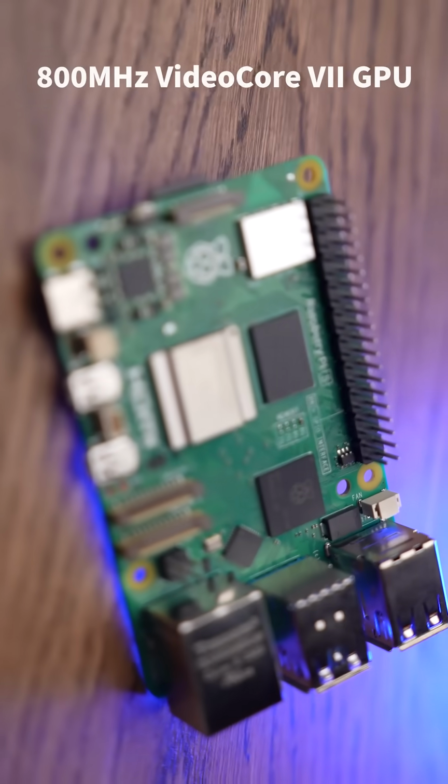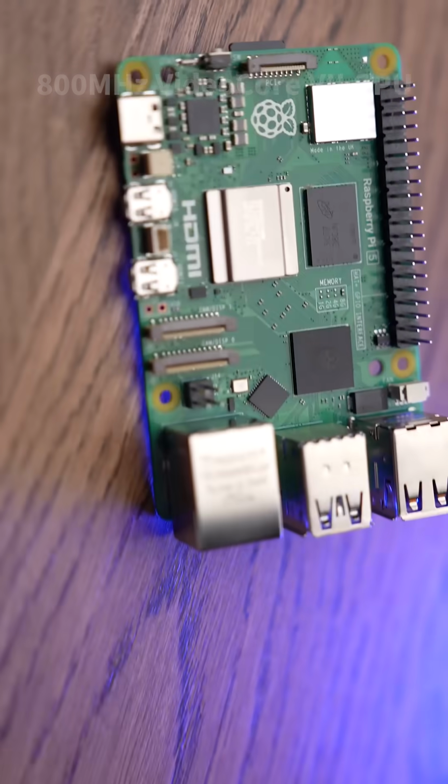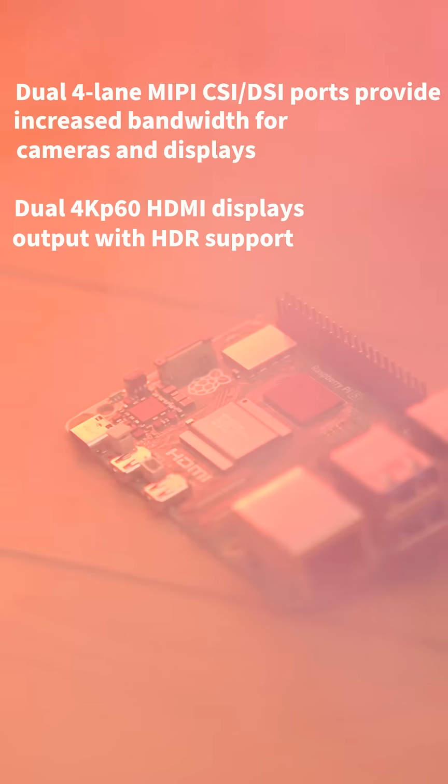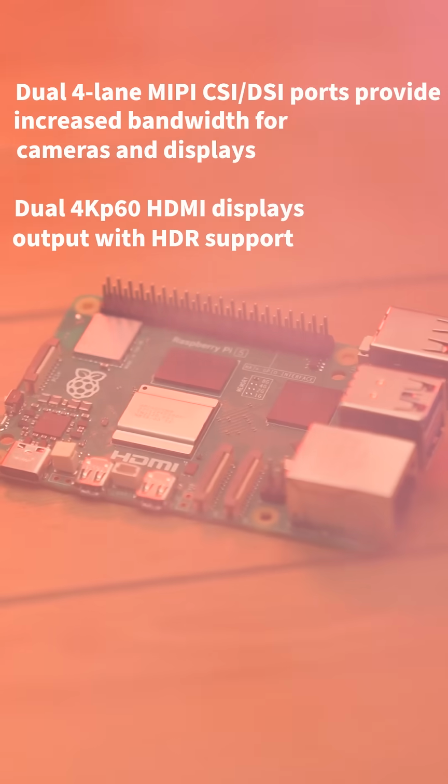Now the GPU is also pretty crazy. We have an 800 megahertz VideoCore VII GPU supporting OpenGL ES 3.1 and Vulkan 1.2. And we'll need that GPU for the dual 4K 60p HDMI output with HDR support.